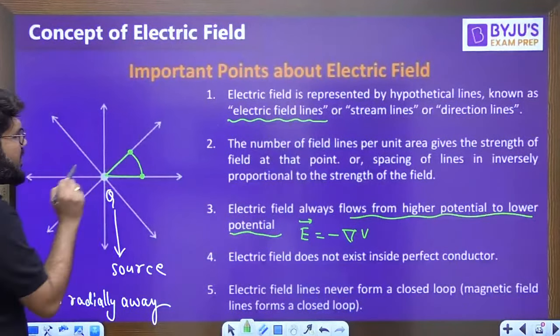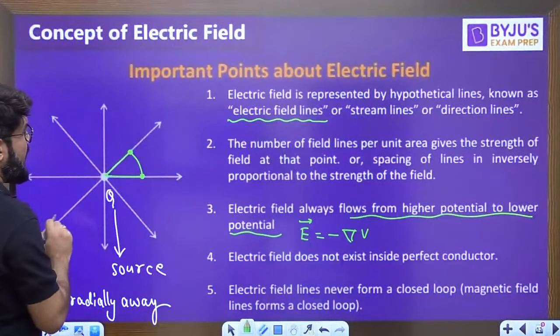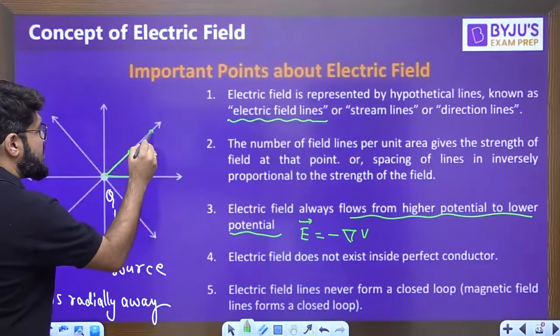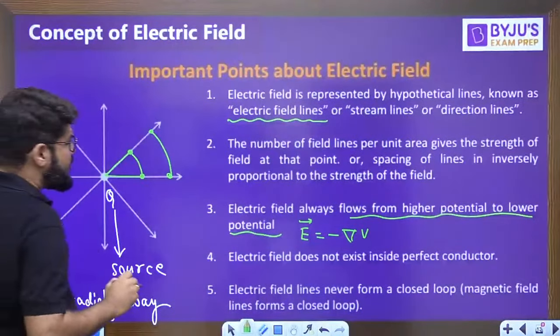The field at these 2 points is equal. Now you measure the field at these 2 points. This will again be equal. But where is the field more?